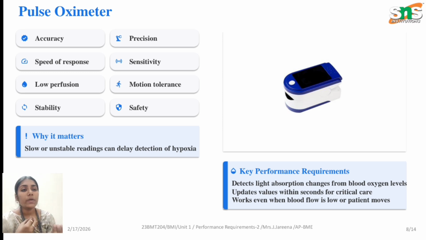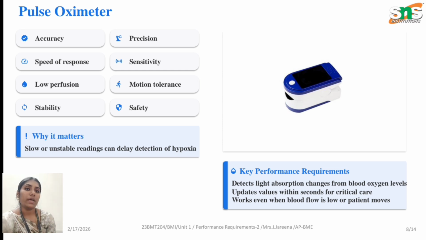Since this is a machine we are going to use repeatedly, precision is given more importance here. The reason is that it should give precise values. That means there should be consistent readings however many times you take samples from the same person. There will be unique performance characteristics for each medical device. It depends on the type of application or the working principle.